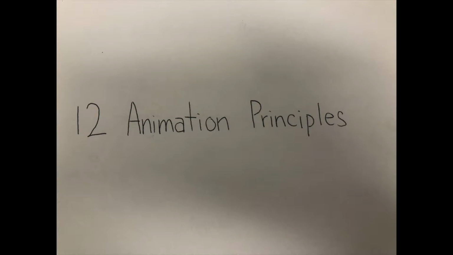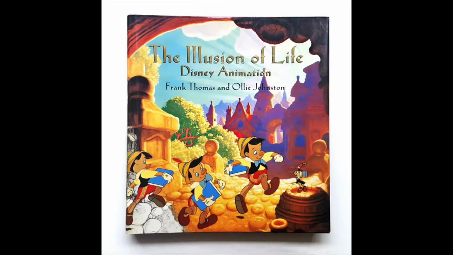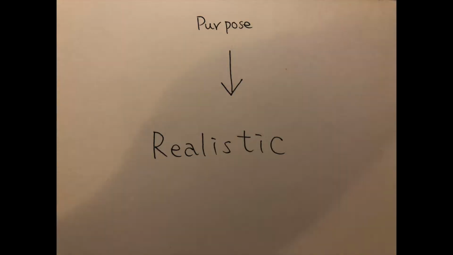In this video essay, I'm going to talk about the 12 basic principles of animation, which were introduced by two Disney animators, Ollie Johnston and Frank Thomas, in the book The Illusion of Life: Disney Animation. The purpose of creating those 12 principles is that they wanted to produce more realistic animation.